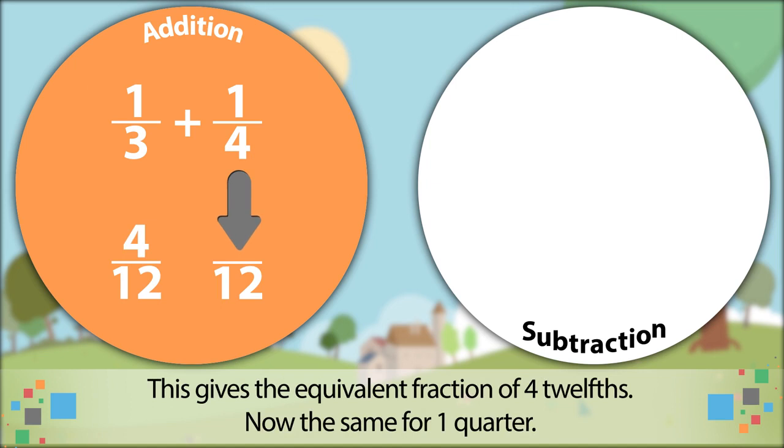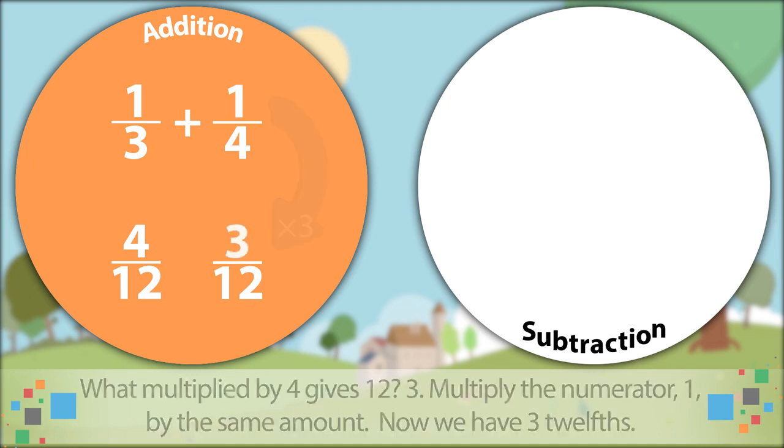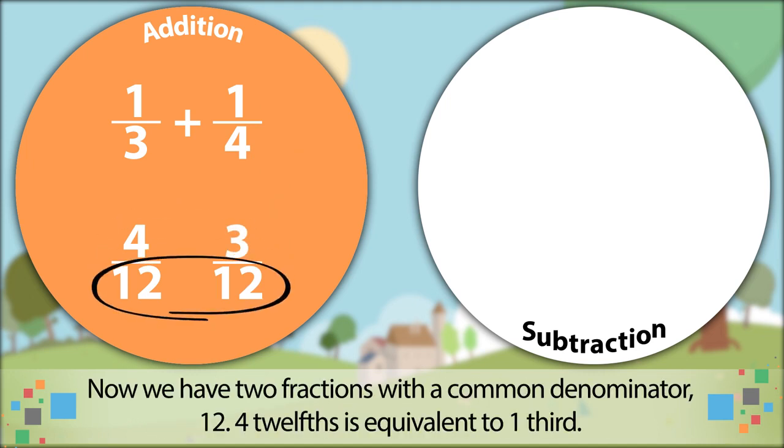Now the same for 1/4. What multiplied by 4 gives 12? 3. Multiply the numerator 1 by the same amount. We now have 3/12. Now we have two fractions with a common denominator, 12.